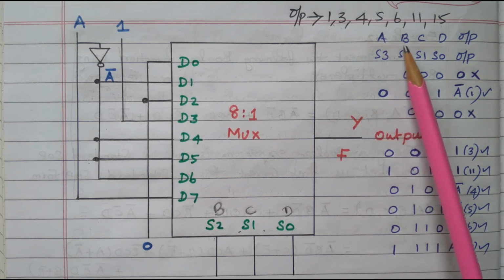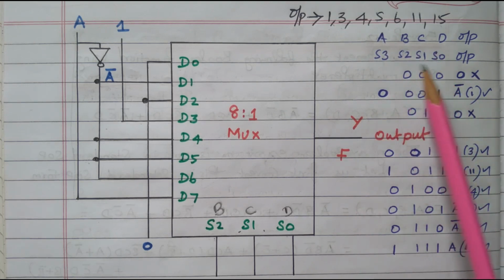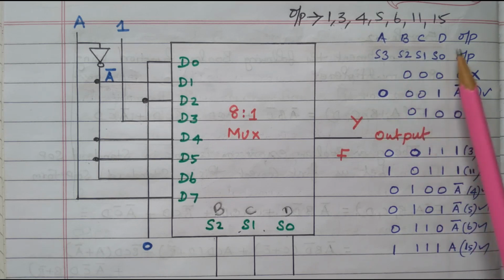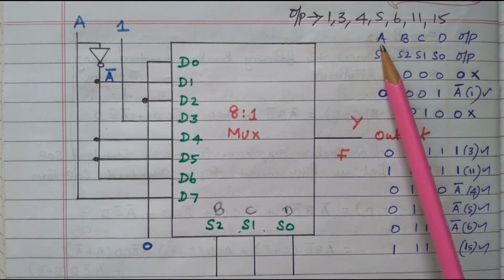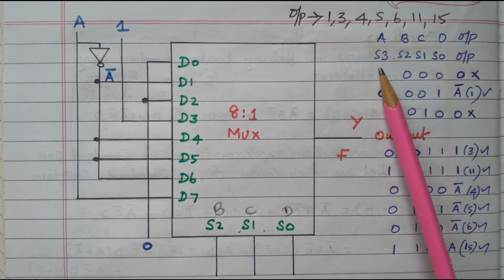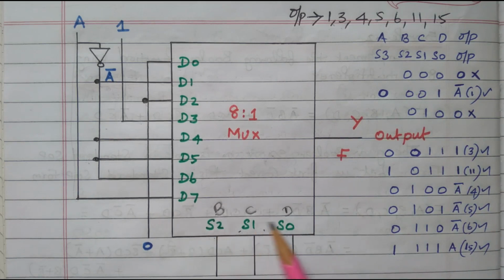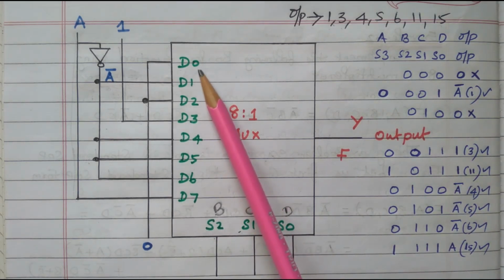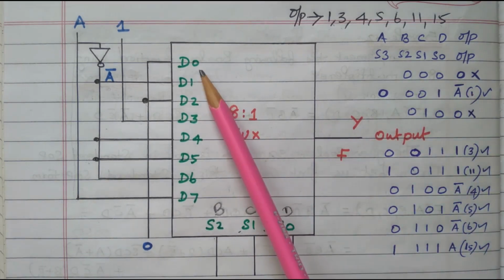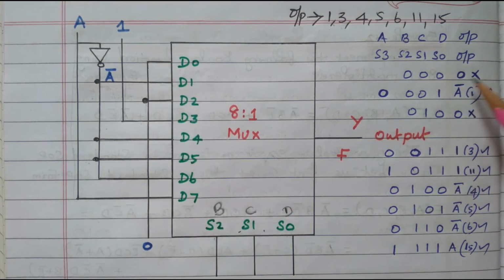Right. So, BCD is the selection line, S0, S1, S2. This is the output. This is the deciding factor A, that can be taken as S3. First, we will see the first combination 0, 0, 0. If the selection line is 0, 0, 0, what is available? D0 is available at the output. What is D0? D0 is 0. So, this is not our required output.